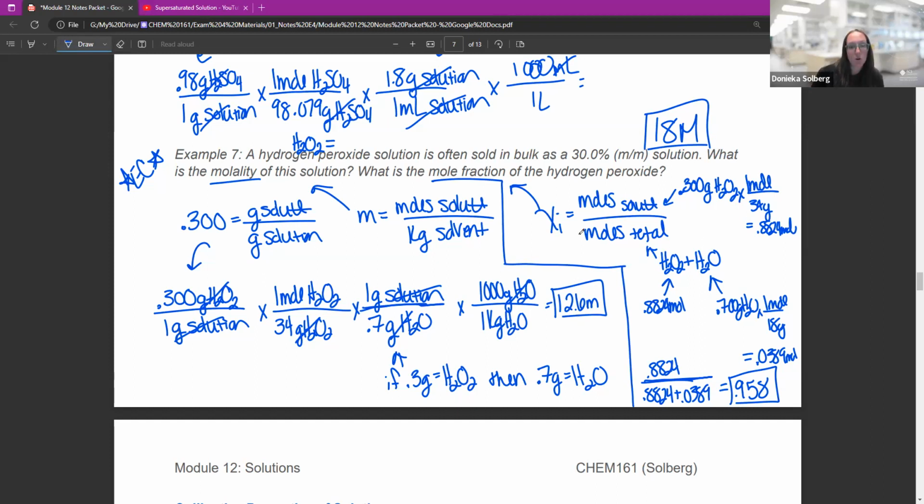I also then wanted you to do mole fraction. So that's moles of your part, or H2O2, per moles of your total. So I converted my 0.3 grams of hydrogen peroxide to moles, converted my water part, that 0.7 grams, to moles as well, and found that it's 0.958 for the mole fraction. So again, this is more like an extra credit type question. You really had to think about where those numbers are coming from and be careful with the molality unit.